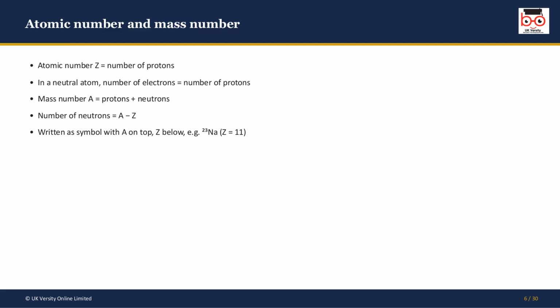Let's tie those numbers together. The atomic number Z is the number of protons, and in a neutral atom, the number of electrons matches it exactly. The mass number A is protons plus neutrons, so if you want the number of neutrons, you just take A minus Z. We write these on the symbol with the mass number on top and the atomic number below, so sodium appears with its mass number on top and its atomic number 11 underneath.